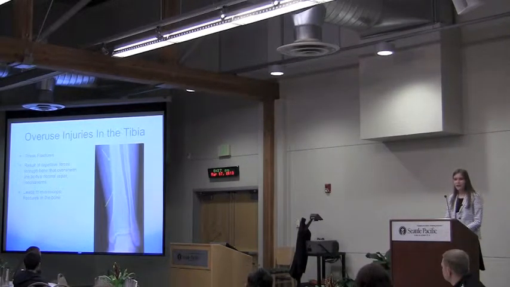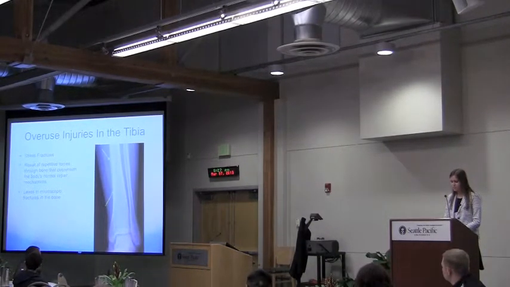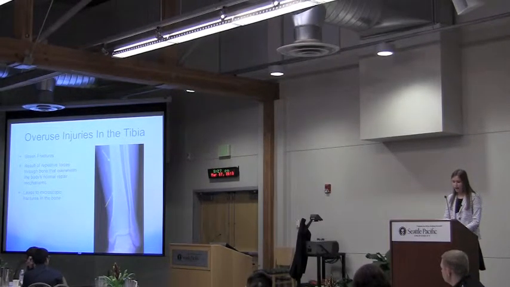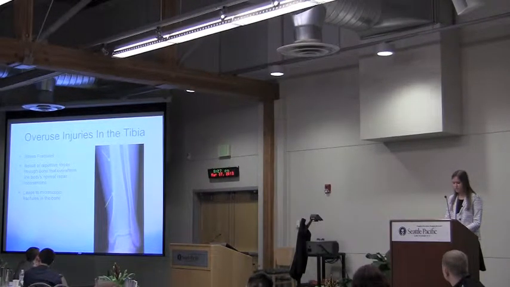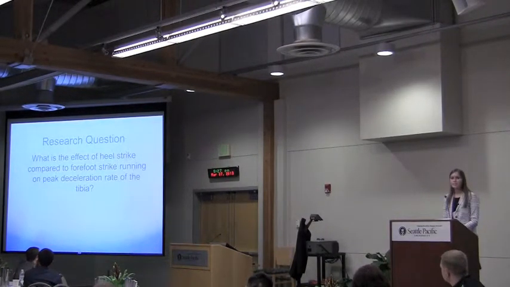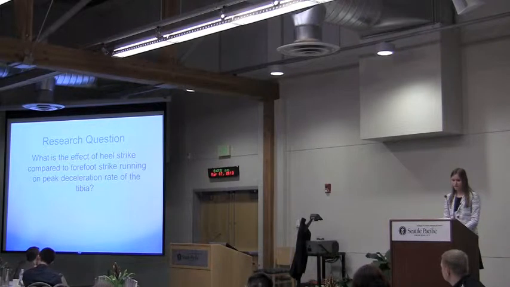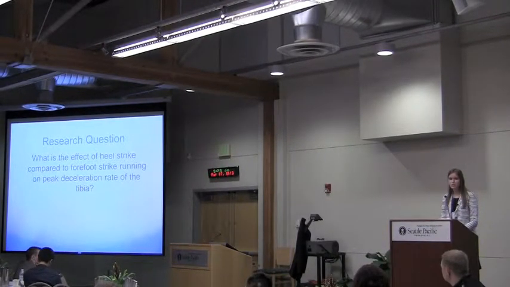In my investigation, I hope to find a way to minimize force to the tibia, hence decreasing the risk of overuse injury. I chose to do so by looking at the differences between heel strike running, contacting the ground first with the heel, and forefoot strike running, contacting the ground first with the forefoot. This led me to the research question: what is the effect of heel strike versus forefoot strike running on the peak deceleration rate of the tibia? I chose to look at deceleration because it will be proportional to the force experienced by the tibia.